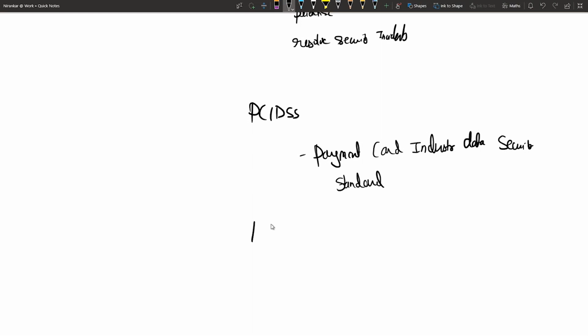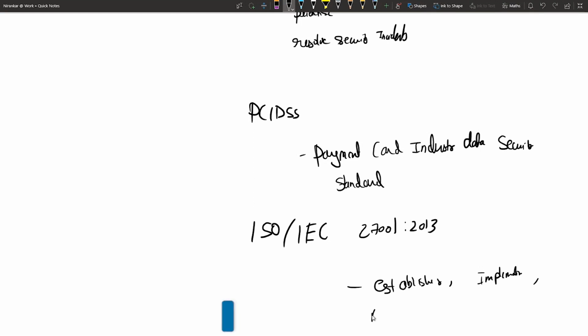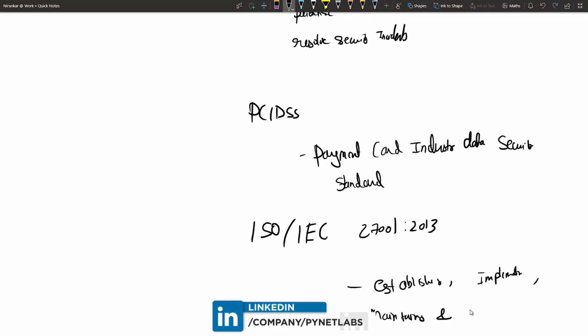Then we have ISO IEC 27001:2013. This ISO IEC 27001:2013 specifies the requirements for establishing, implementing, maintaining, and continually improving an information security management system within the context of the organization.